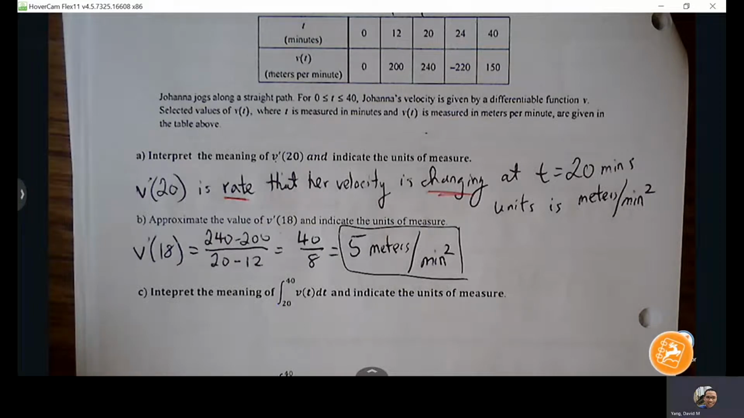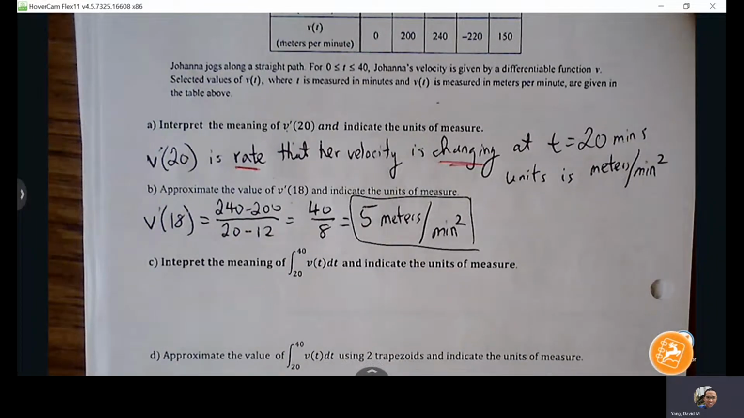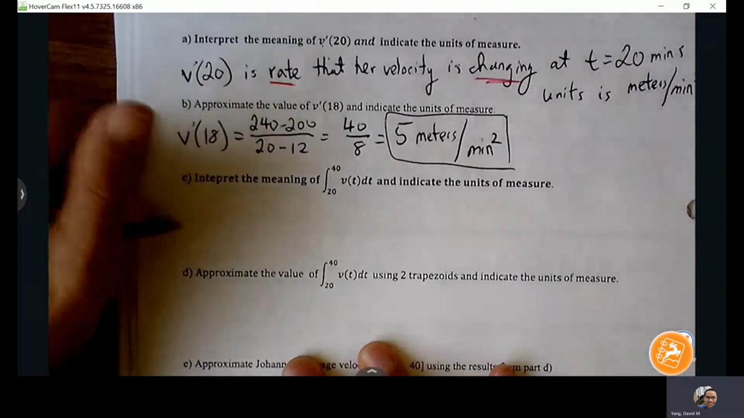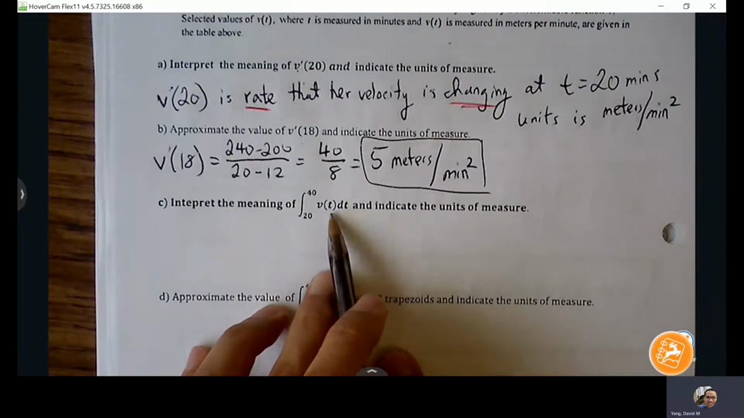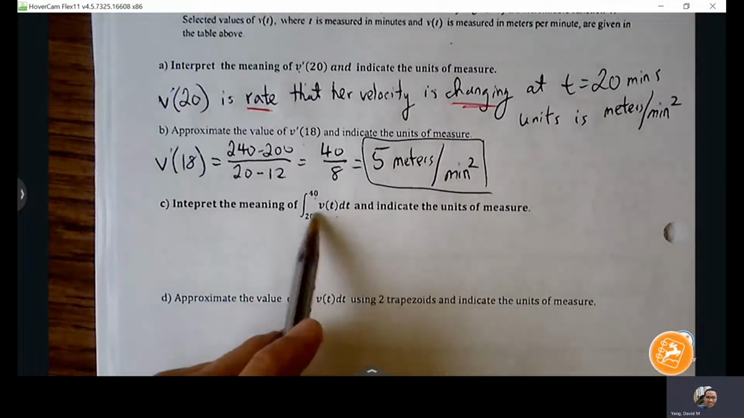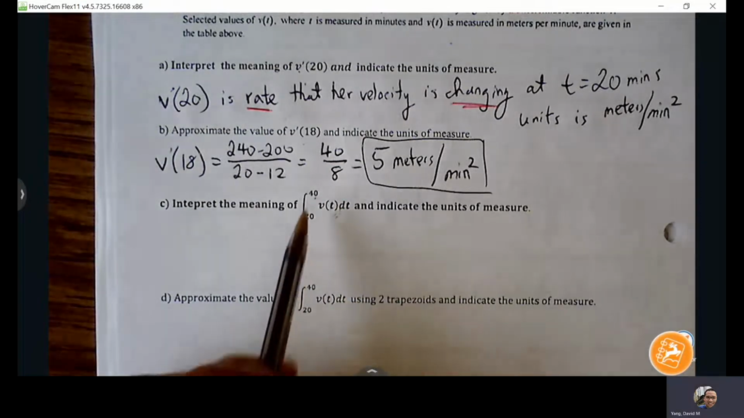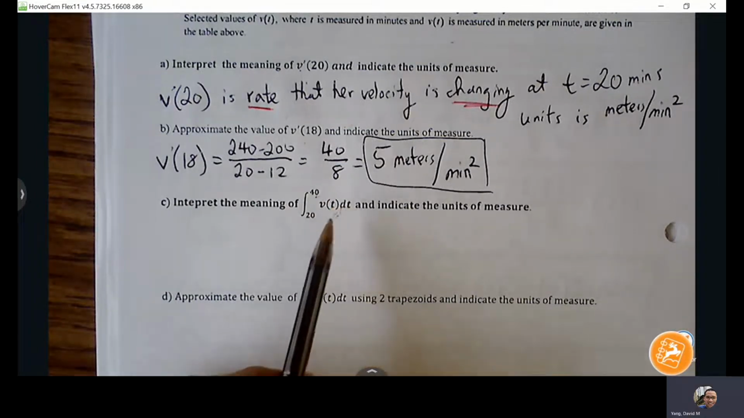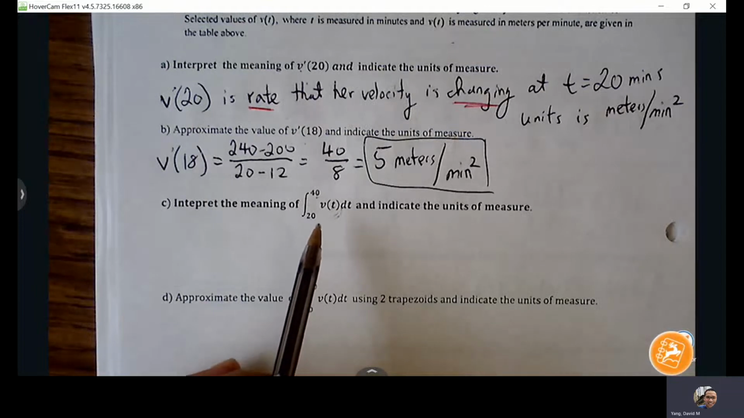Okay, part C: interpret the meaning of the definite integral from 20 to 40 of v of t and indicate the units of measure. So integral from 20 to 40, as a reminder, we know that the antiderivative of velocity will bring us up to position, and our units of measure will change from meters per minute to be what? Just meters, right? Anytime you take an integral of a function, the units of measure are going to change. In this case, we're going to strip away that denominator unit.